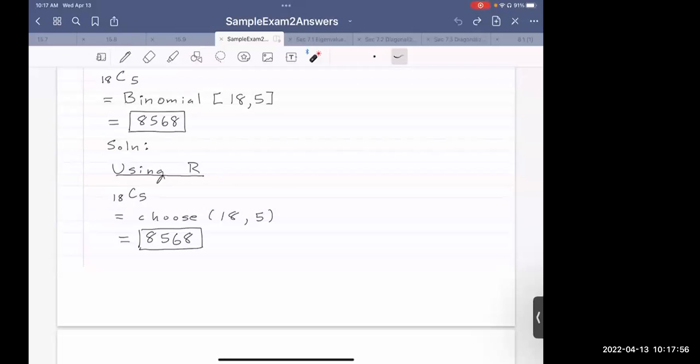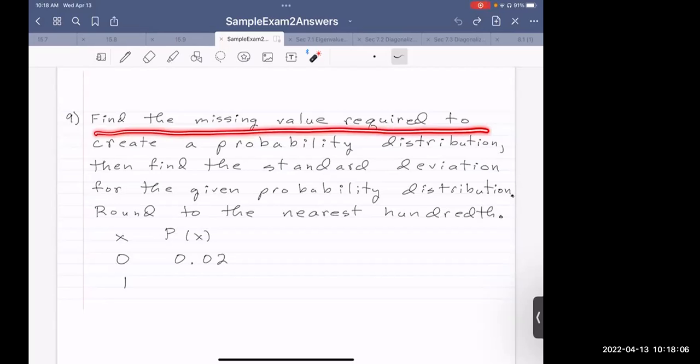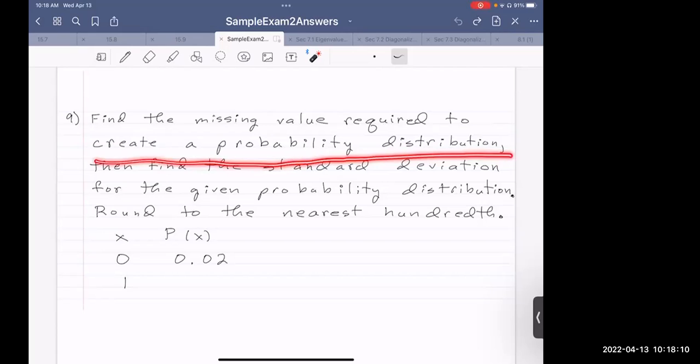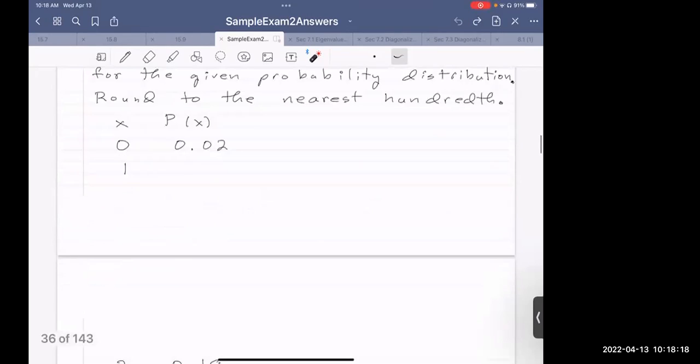So using the R, I get 8568. Problem number 9. Find the missing value required to create a probability distribution, then find the standard deviation for the given probability distribution. Round to the nearest hundredth.